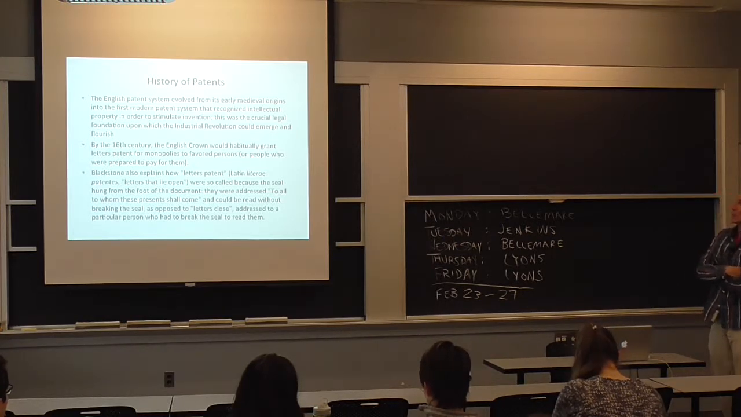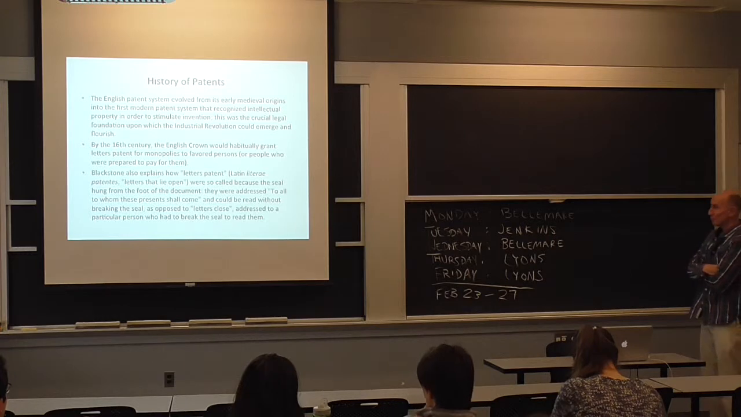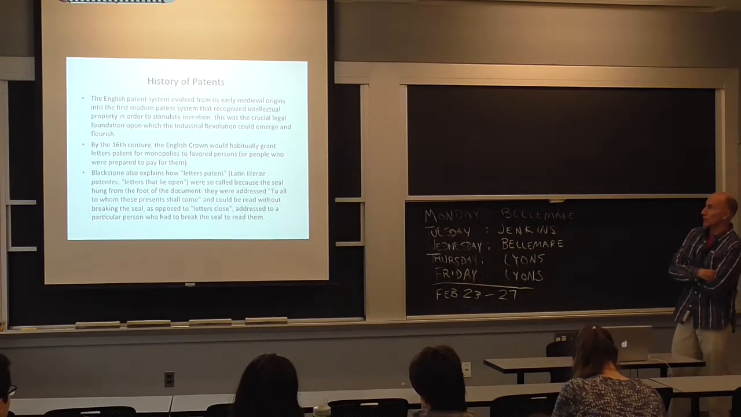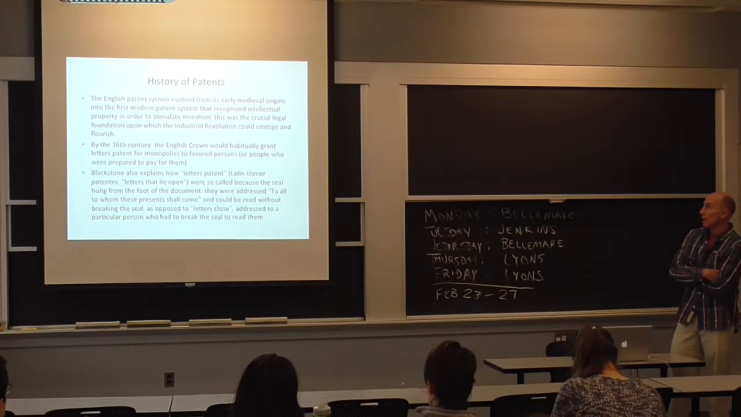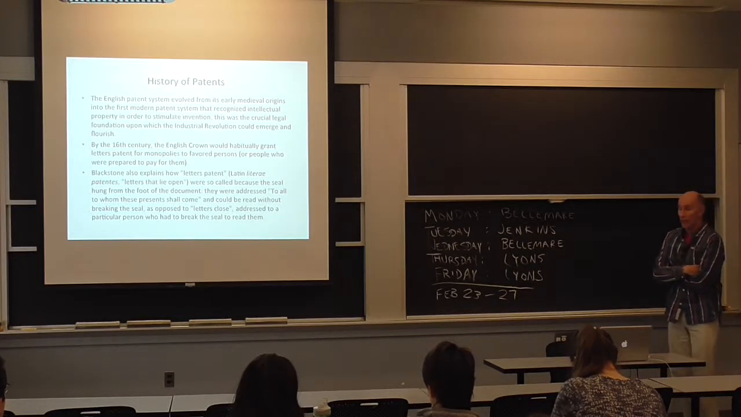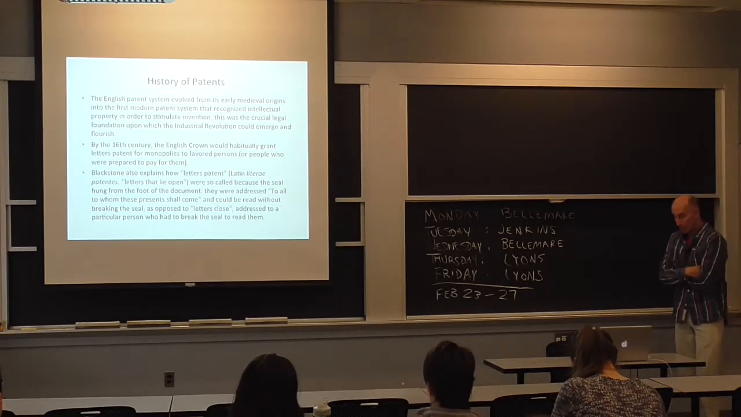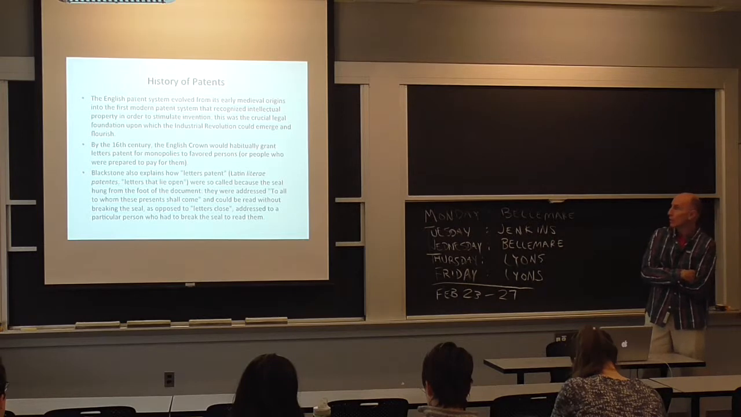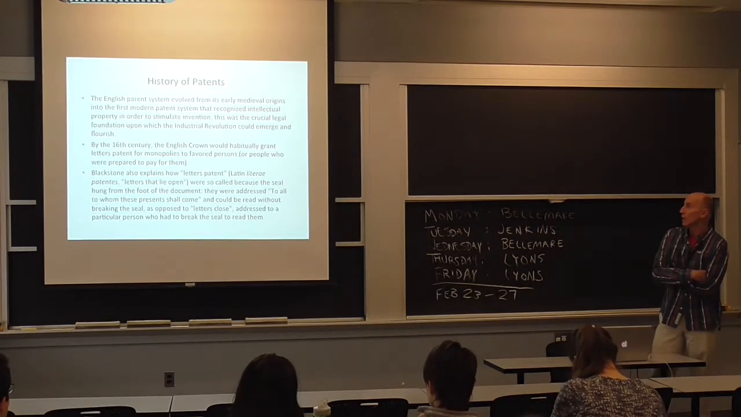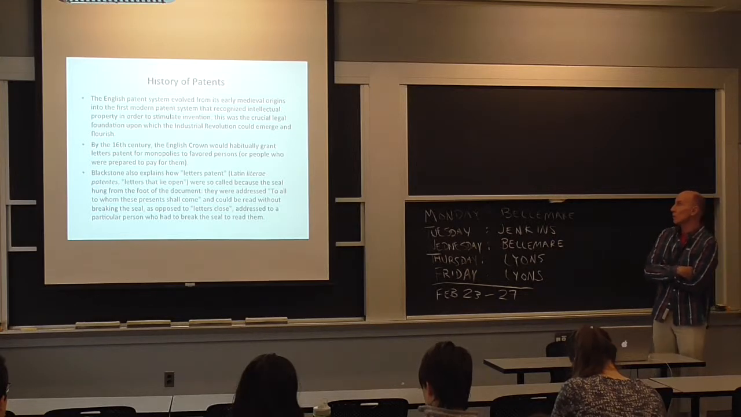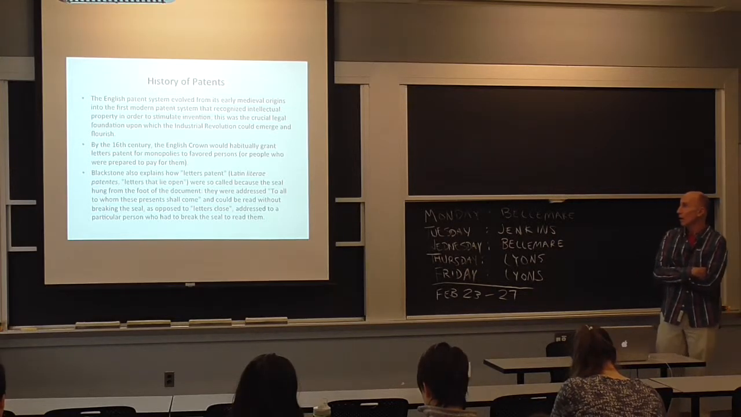Moving on, the English patent system evolved from its medieval origins into the first modern patent system that recognized intellectual property rights in order to stimulate invention. This was the crucial legal foundation upon which the Industrial Revolution could emerge and flourish. By the 16th century, the king would habitually grant letters patent for monopolies to favored persons, or persons who were prepared to pay for them.